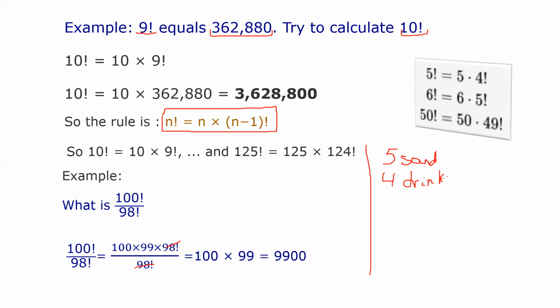Okay. Suppose you have 5 sandwiches and 4 types of drinks in this restaurant. If you are only going to eat one sandwich and you have to drink one bottle of soft drink, in how many ways can you order your meal? Five times 4 factorial.